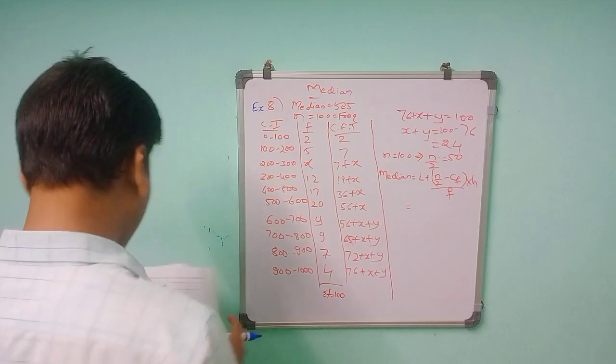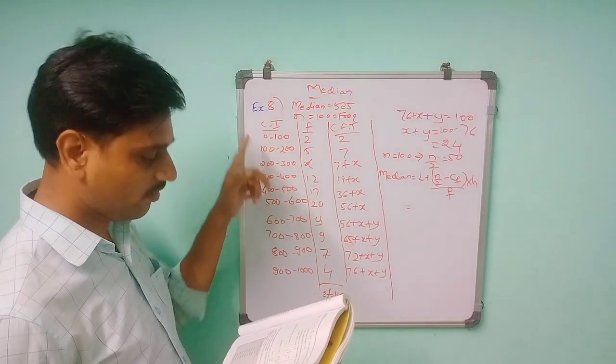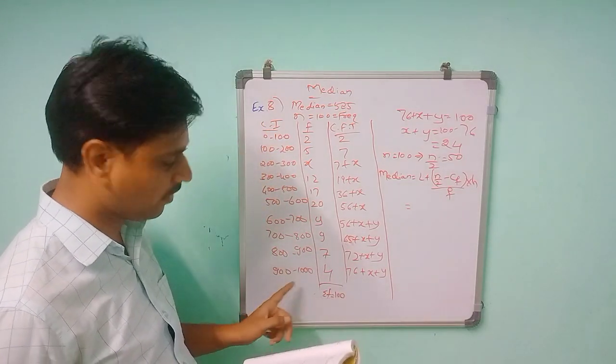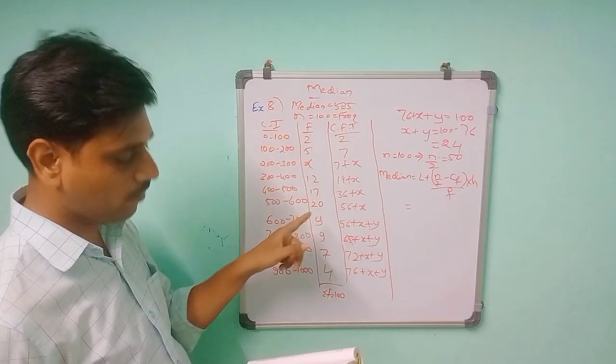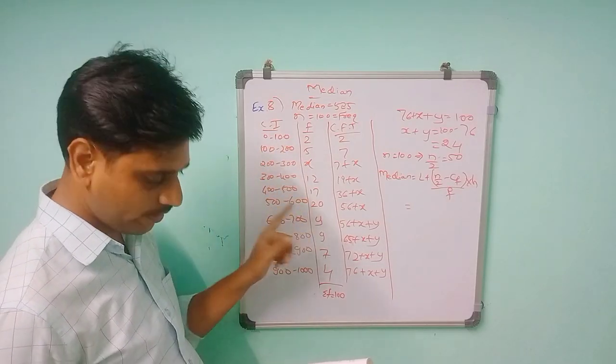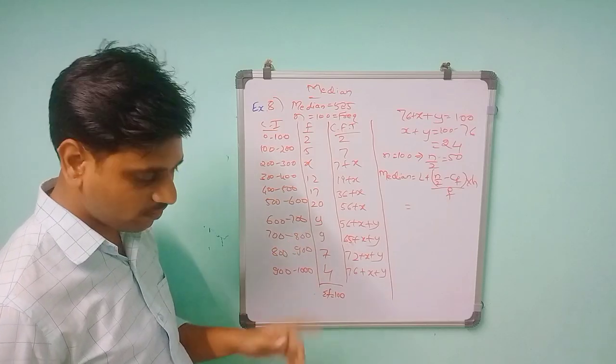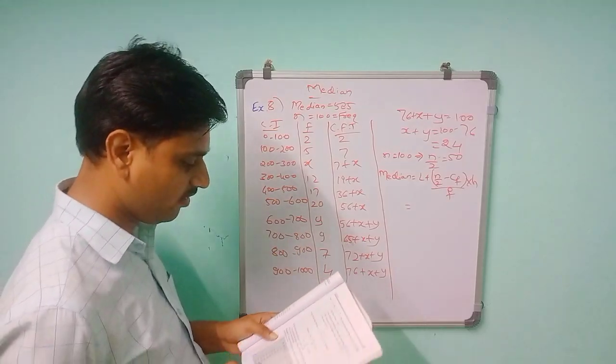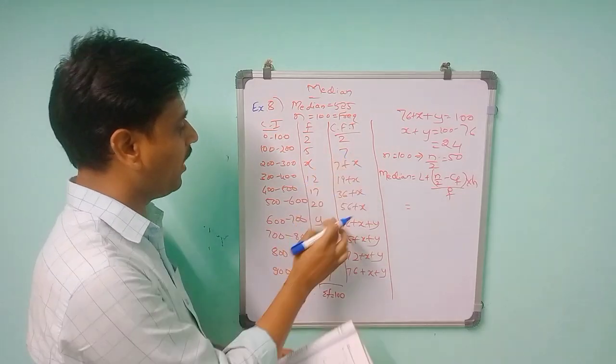The given example 8 has class intervals 0 to 100, 100 to 200, like that up to 900 to 1000. Then the frequency values are 2, 5, x, 12, 17, 20, like that up to 4. The total of the frequencies is given as 100. Then you have to find the x and y values.